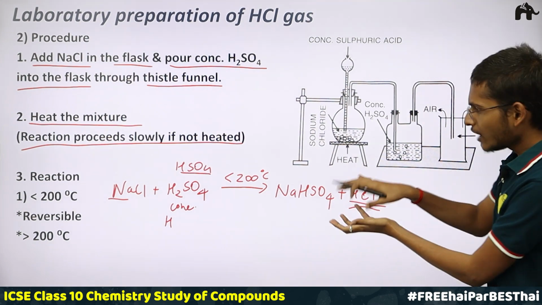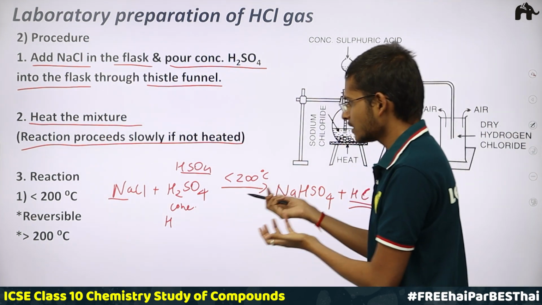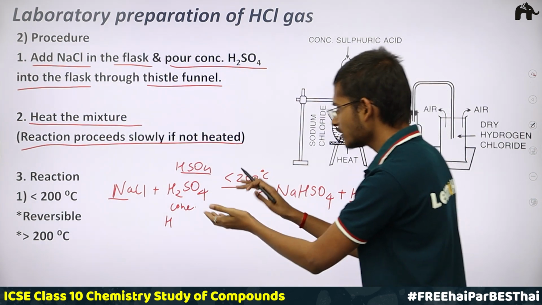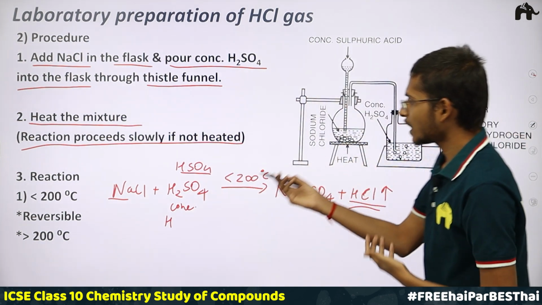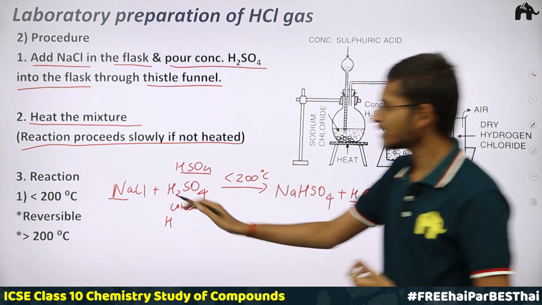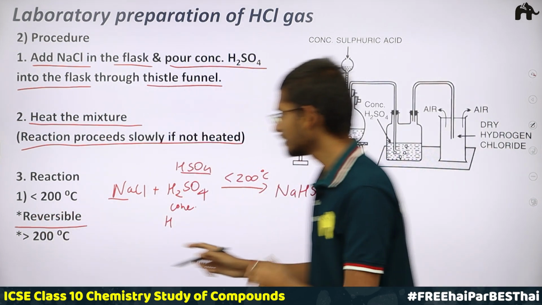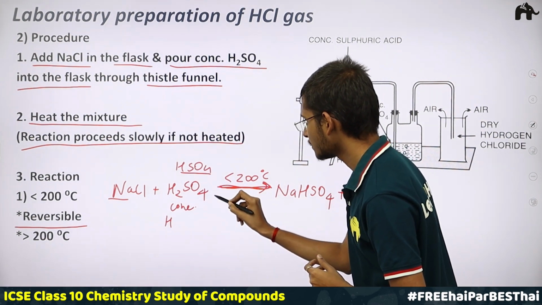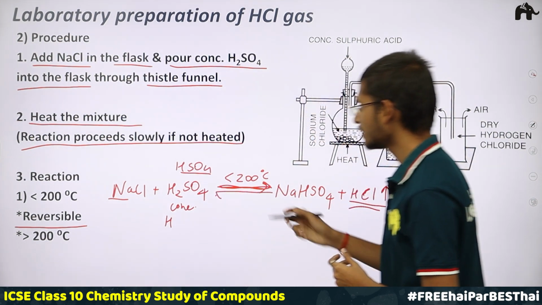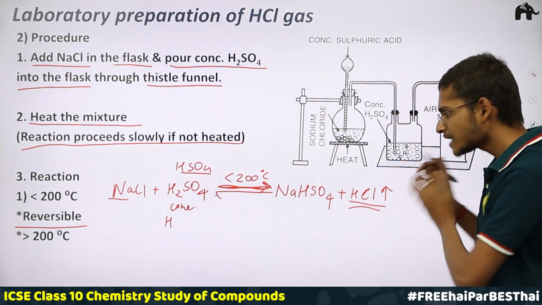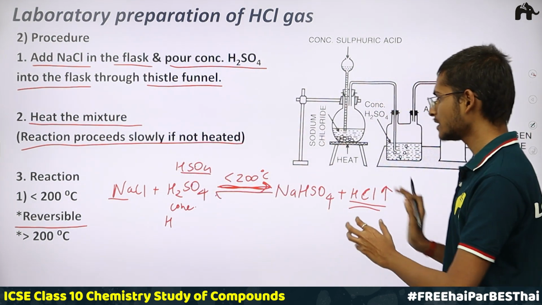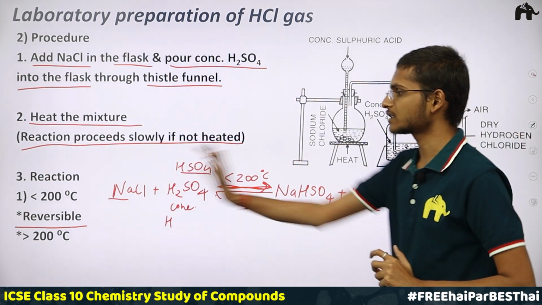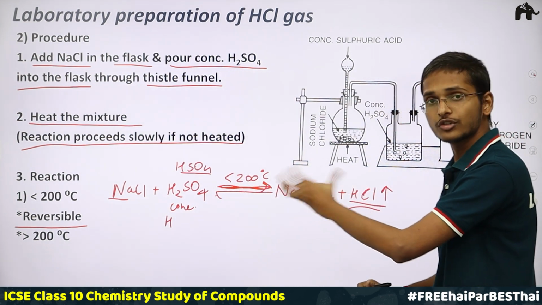But now what would happen when I carry out this reaction, or if I increase the temperature to about 200 degrees Celsius? But before that, let me tell you one interesting thing about this reaction. This reaction is actually reversible. Reversible reactions are reactions which can take place in the forward direction as well as in the backward direction. So the reactants can be the products, and vice versa.